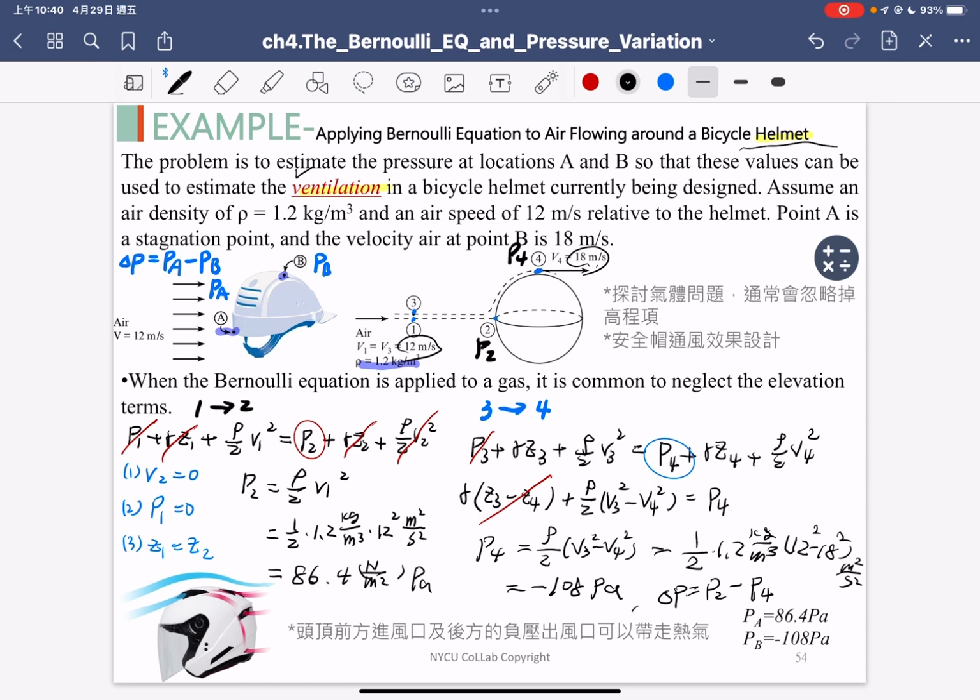So the idea here, we just separate the two streamlines. The first streamline is from point 1 to point 2, and the second streamline is from point 3 to point 4. So you can only apply the Bernoulli equation when you pick the 2 points on the same streamline, and you can apply the Bernoulli equation for those 2 points.